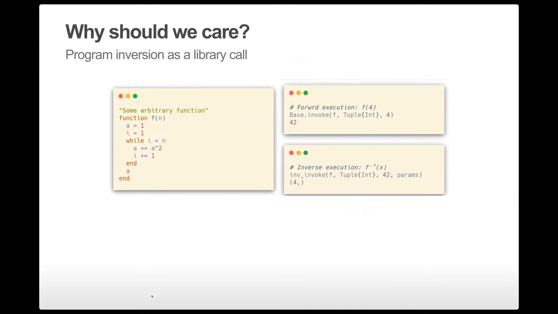So the high-level goal is to build some kind of program inverter. This is a semi-working system where I write some program on the left-hand side. This is Julia code. I just write some function and say, invert that function and give me the output of the inverse.